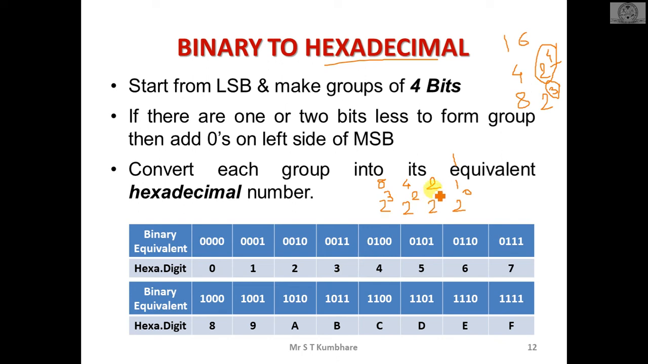I want 3. So 2 plus 1 is 3. So I'll make this and this 1, remaining are 0. So 0, 0, 1, 1. For 4, I'll make this one, remaining are 0. So 0, 1, 0, 0. Like this, you can make them till F. I hope this is clear to all of you. Let's go to the practical example for this.